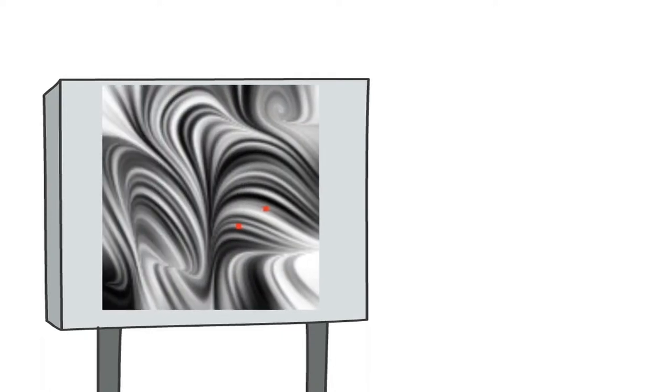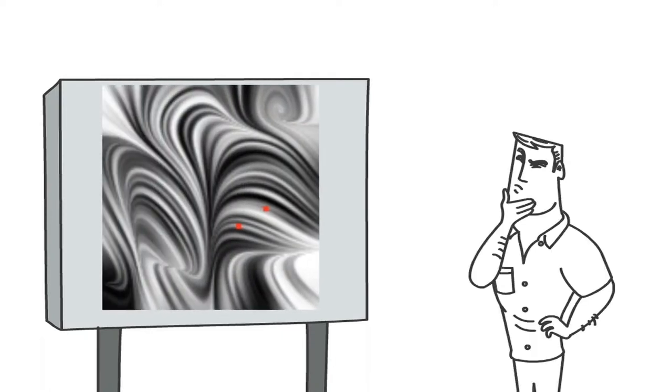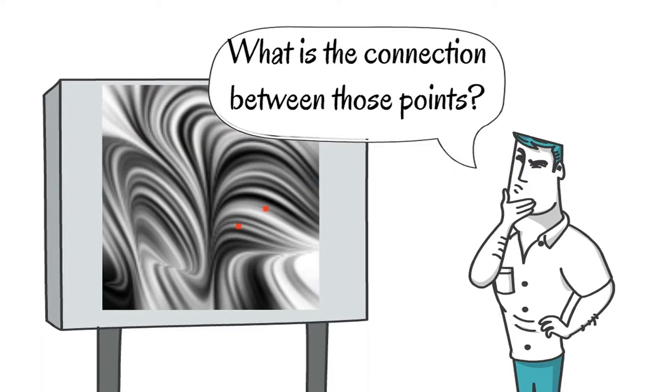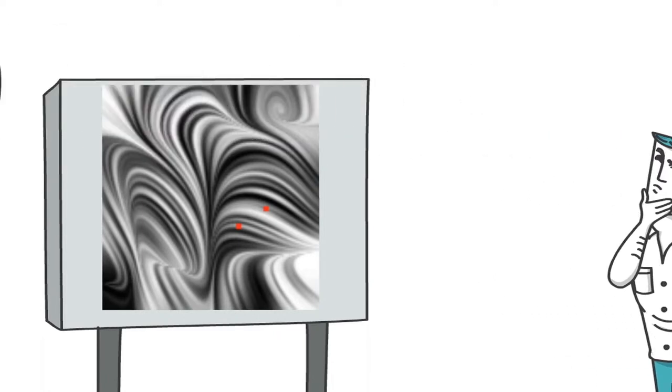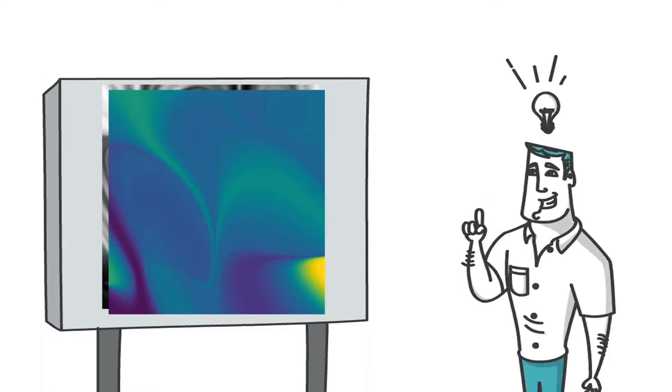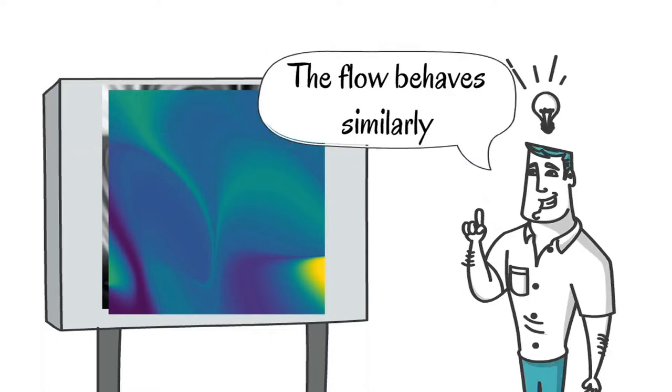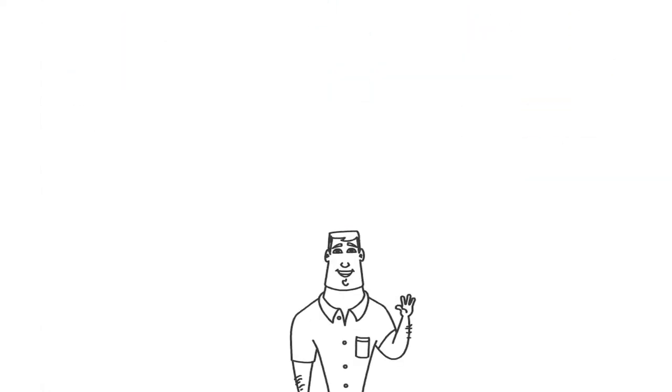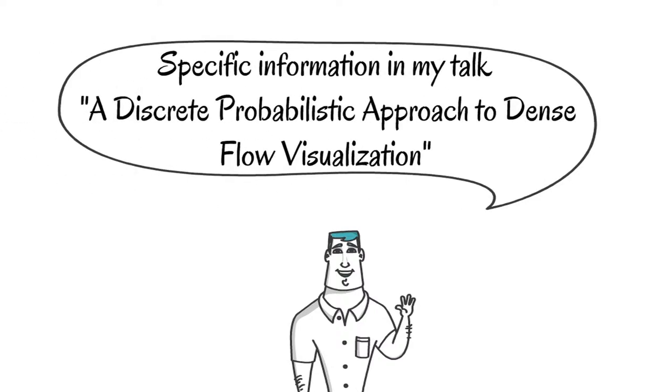Traditional flow visualization methods, such as line integral convolution, convey information about the underlying flow structure. However, the influence of regions in the flow on each other is not visualized. In my talk, I will present a new dense flow visualization technique, creating a multi-level hierarchy that provides insight into the regions' connectivity using a probabilistic model. For more specific details, come to my talk.